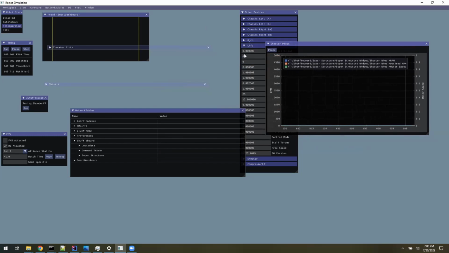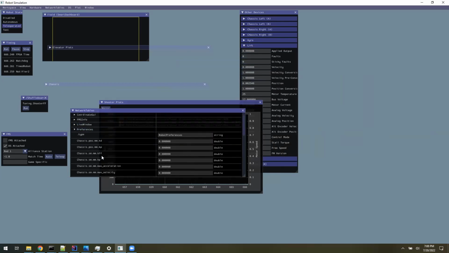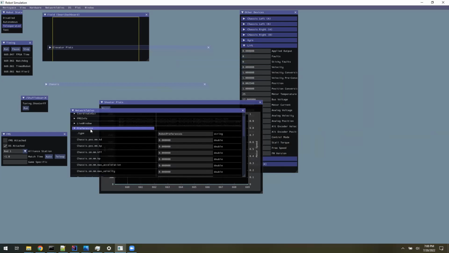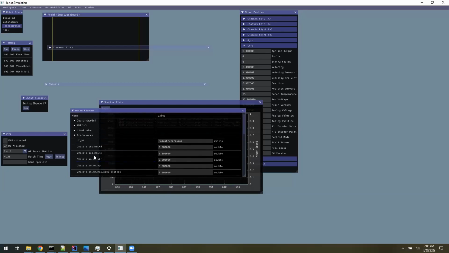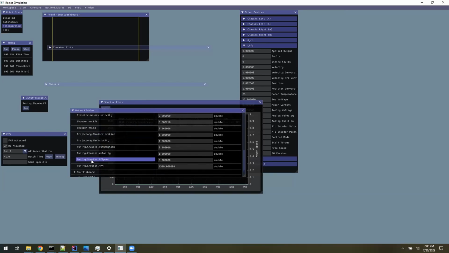Okay, so where's my shooter plot? Here it is. So right now, if we look at our preferences here, preferences are a feature that WPI gives us where we can set a number and it will actually write it to the robot's hard drive. That way, if the robot turns off, it'll get saved on its storage. And the next time we boot up, we can read that number, whatever it was the last time that we saved it. Girls of Steel, my previous team, actually wrote a little library around it, so it's a little bit easier to interact with. But basically, we're just talking to the preferences network table. So here's all the preferences.